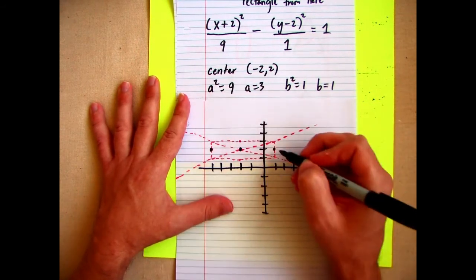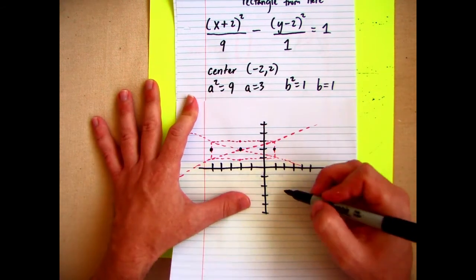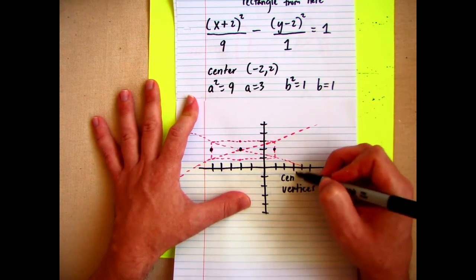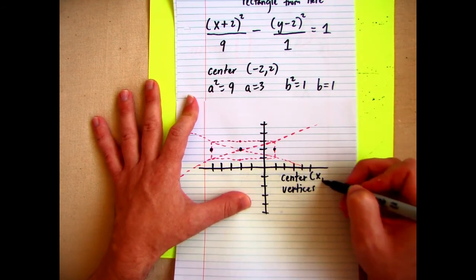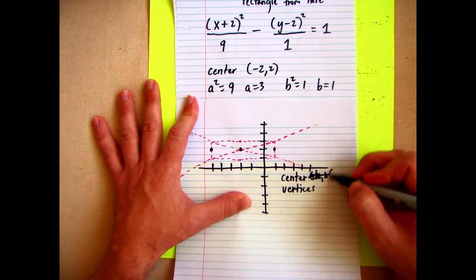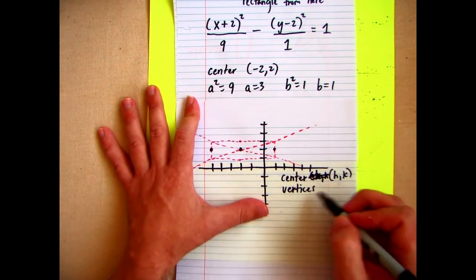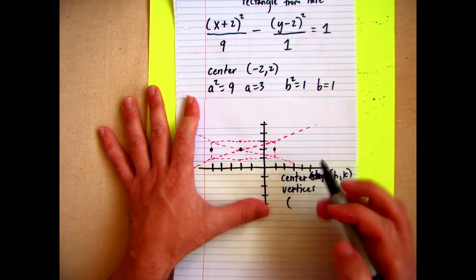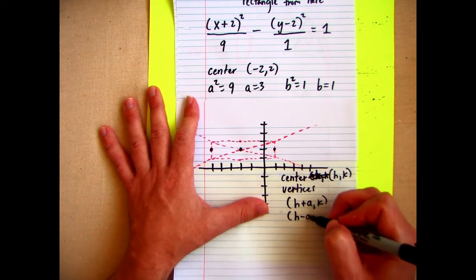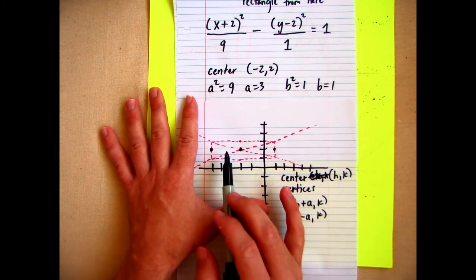So that means my two vertices are left and right of the center. So if my vertices are left and right of the center, what coordinate is going to be affected? It's going to be the x coordinate, right? So if my center is at h comma k, my vertices are going to be at h plus a comma k and h minus a comma k, right? A units left and right of the center.